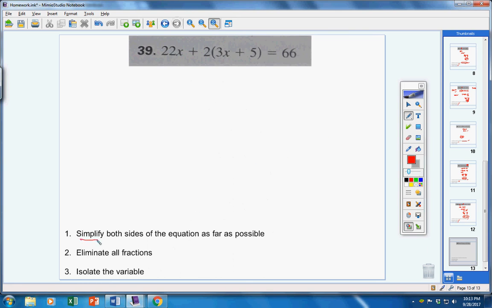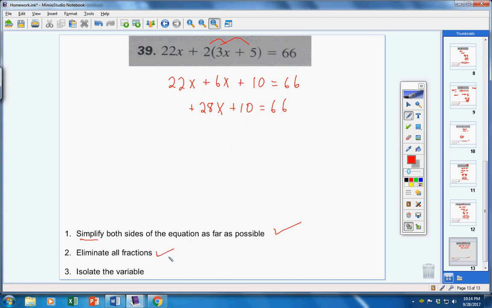Step 1, simplify. Nothing I can do over here. On the right side, on the left side, take your 2 and multiply it through. 2 times 3, positive 6x. 2 times 5, positive 10. Let's continue to simplify. X term and X term. Positive 22, positive 6, positive 28. Bring down your positive 10. Okay, no more simplifying. Unlike terms, 66, we're done.